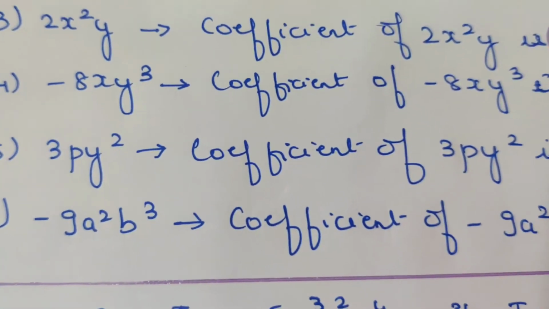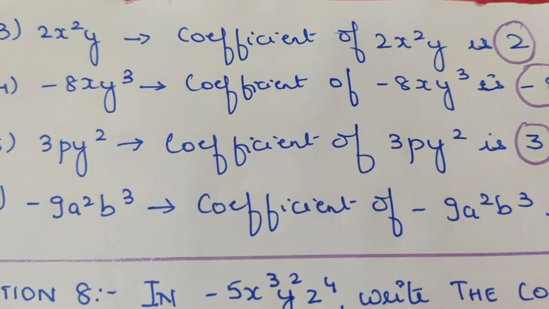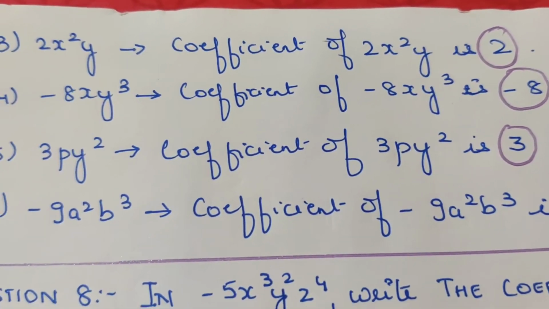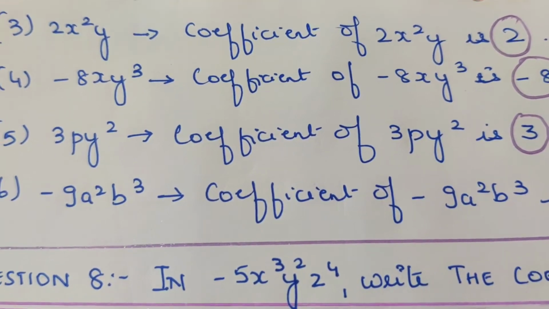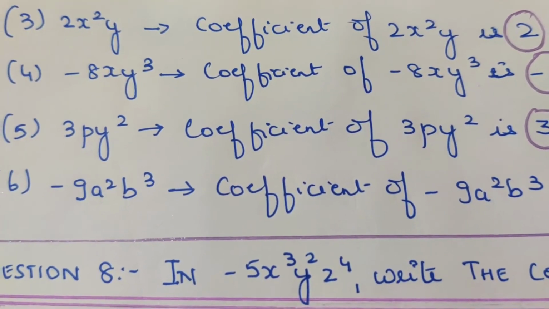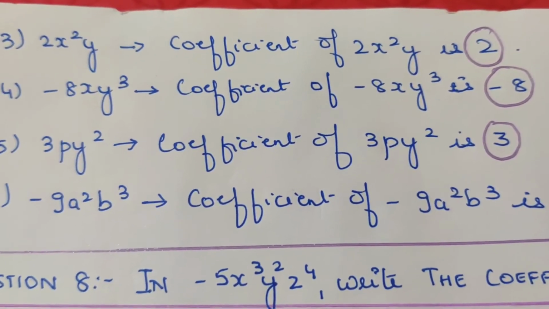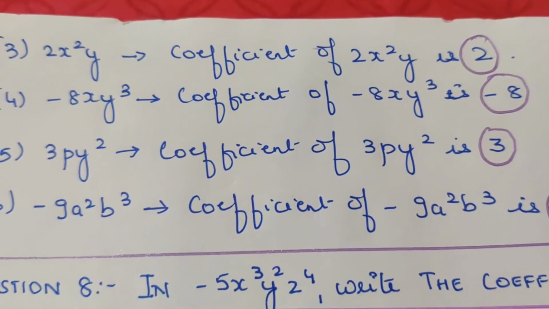Next one, 2x square y. Coefficient of 2x square y is 2. What is the number? So it is just 2. Minus 8xy cube. Coefficient of minus 8xy cube is minus 8. What is the number there? It is minus 8. So therefore the numerical coefficient is minus 8.